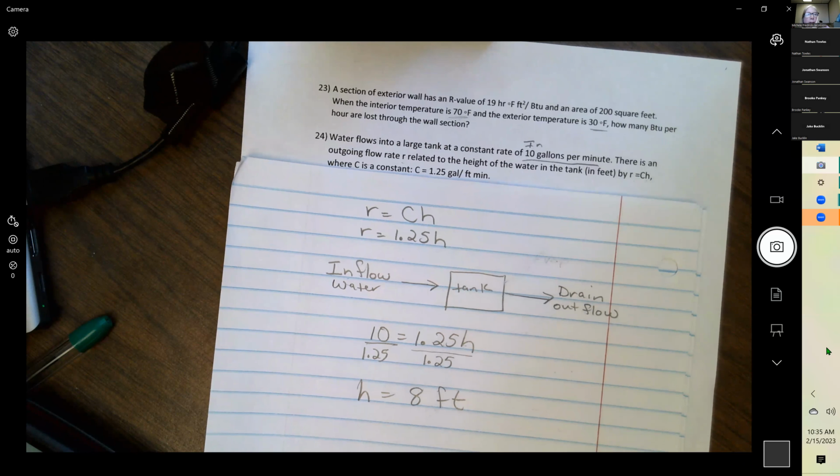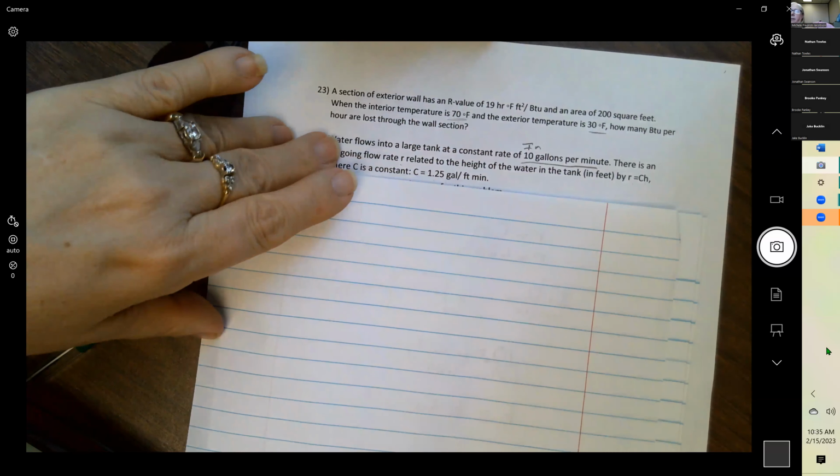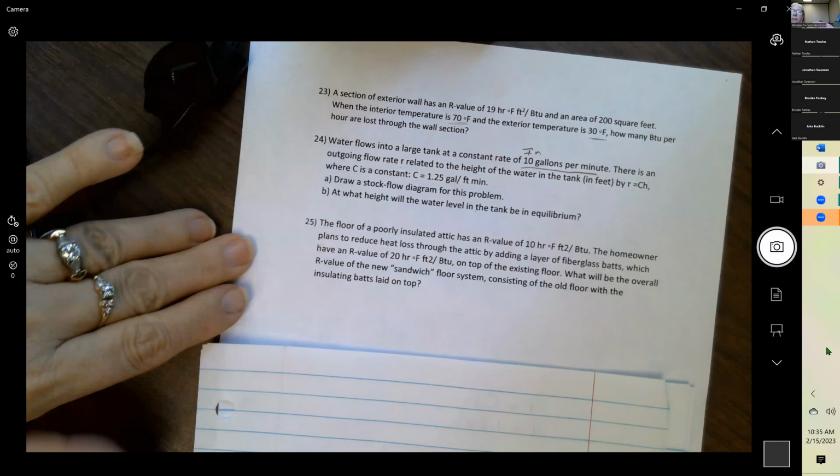Any questions on that? When the height in the tub is 8 feet, then the water flow is at an equilibrium. Any questions? Remember to answer everything in a complete sentence.